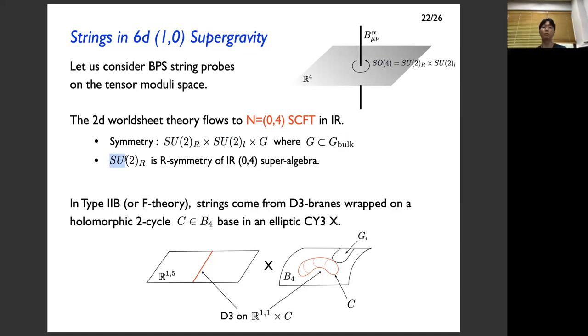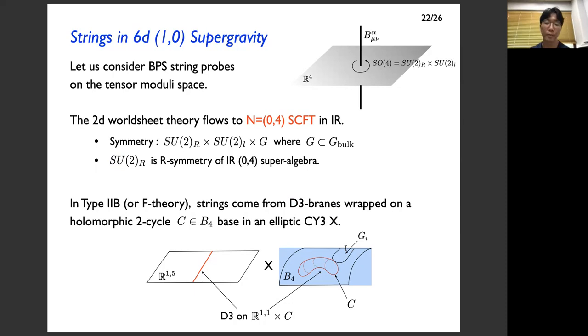In type IIB theory or F-theory, such strings are coming from the D3 branes wrapped around the holomorphic two cycles like this. So curve C is the holomorphic two cycle, and B4 is the base four manifold in the elliptic Calabi-Yau threefold. So these strings are the D3 branes wrapping some cycles in the internal four manifold. Okay, so we'll study such a string configuration.